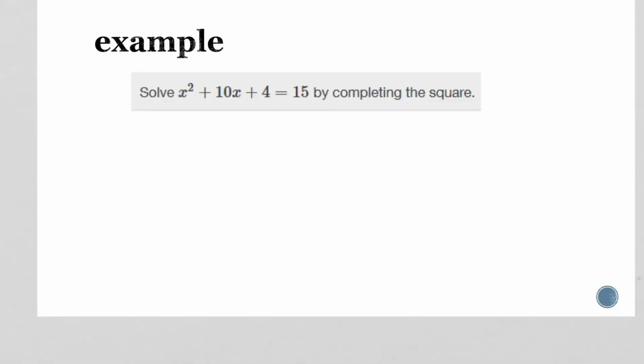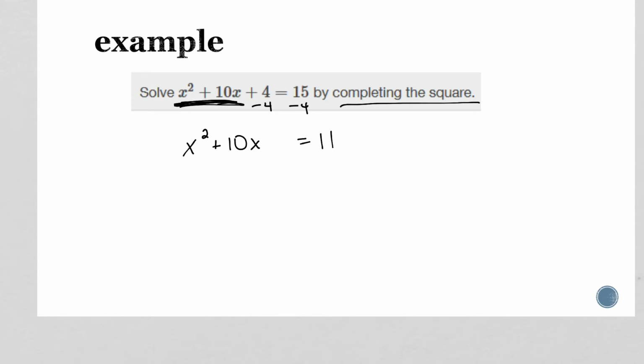All right, so let's try this one. This one looks a little bit different than what we've had in the past. So in order to do this by completing the square, you've got to get these two terms by itself on one side and your constant term alone on the other side. So we would need to subtract 4 from both sides. So I end up with x squared plus 10x is equal to 11.